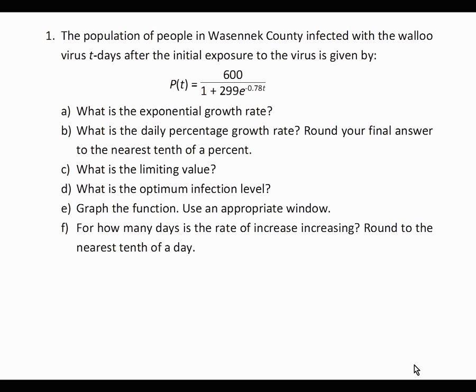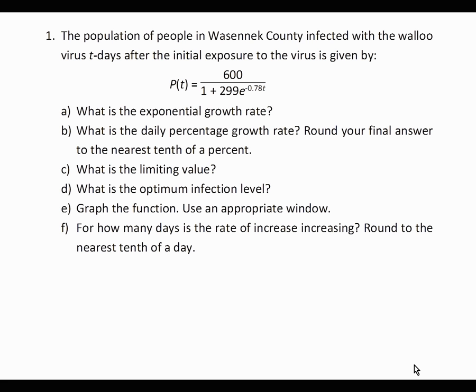Okay, number 1, the population of people in Wassanet County infected with the Waterloo virus t days after the initial exposure to the virus is given by this. P of t is equal to 600 over 1 plus 299 e raised to negative 0.78 t. Here are the questions. Question A, what is the exponential growth rate? Part B, what is the daily percentage growth rate? Round your final answer to the nearest tenth of a percent.